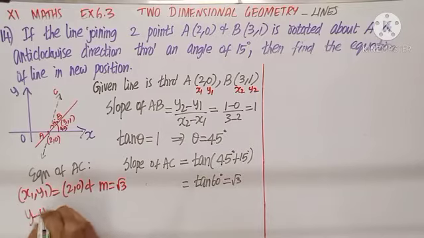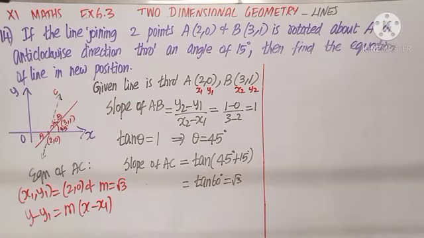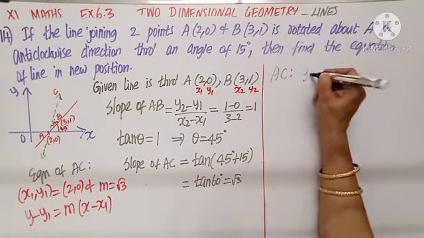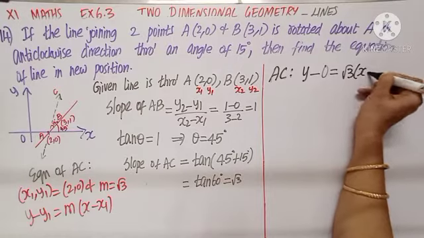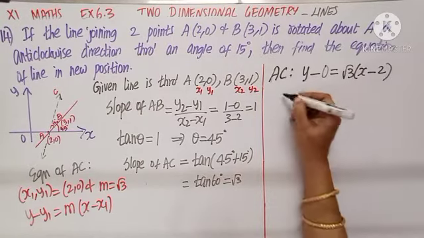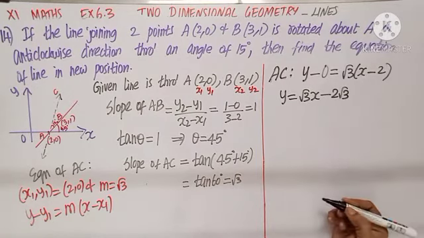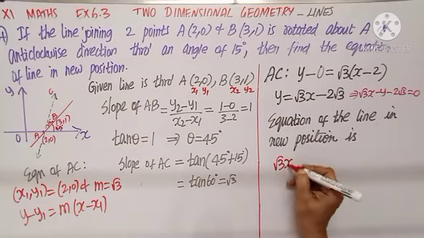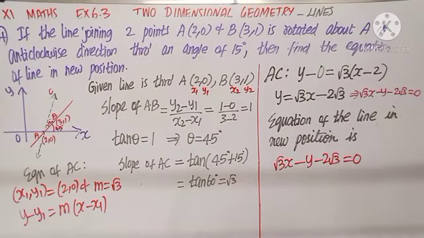What is the equation? y minus y1 equals m into x minus x1. As we substitute for the new equation AC, I get y minus 0 equals m value root 3 into x minus x1, which is 2. y equals root 3 x minus 2 root 3. So let us write the answer. Equation of the line in new position is root 3 x minus y minus 2 root 3 equals 0.